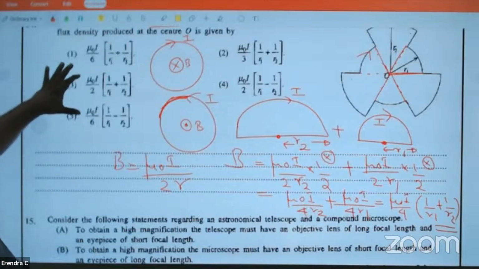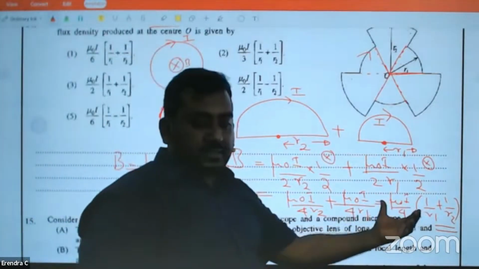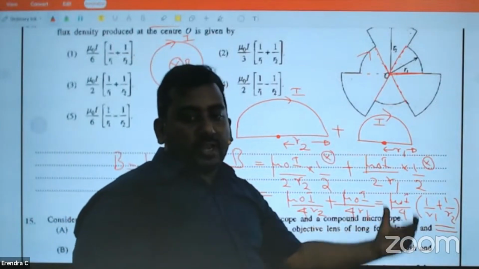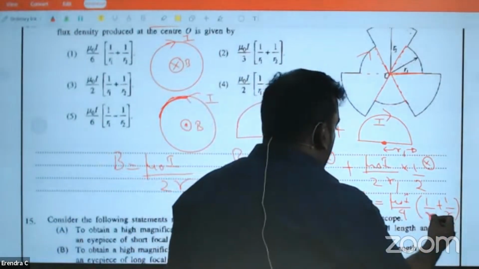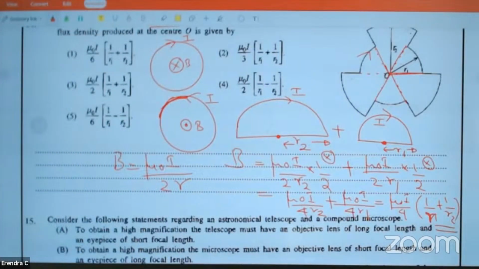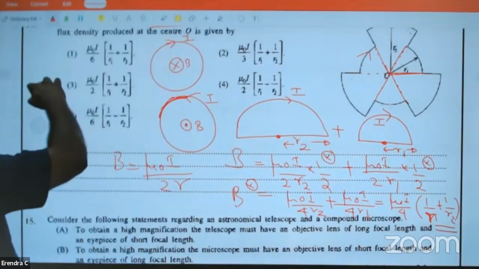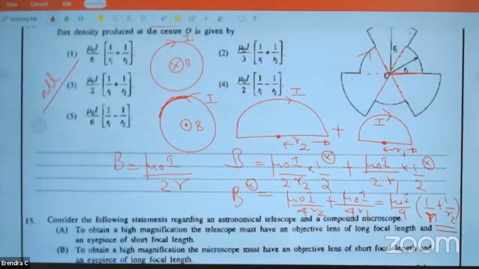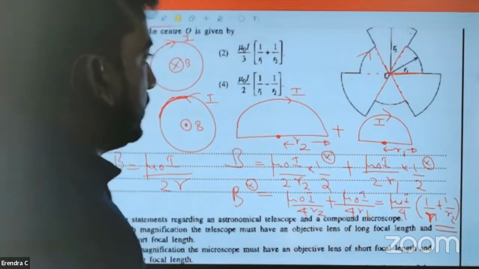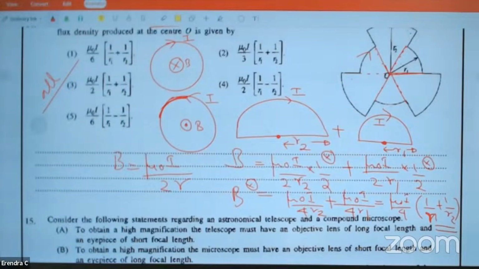Looking at this, you will see answers are not there. Now the marking scheme also has told, marking scheme has no answer. So this is your correct answer: mu naught I divided by 4, 1 over R1 plus 1 over R2. Magnetic field is acting inverse. So this, I think, no answer. Here all is given. Even though they have given all, we should know how to get the answer.